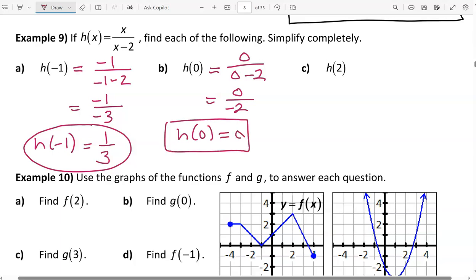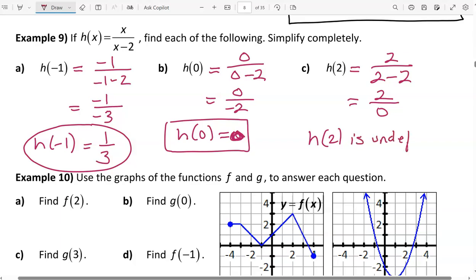Make sure that you simplify that fraction. We don't want to leave the fraction as 0 divided by negative 2. The fraction needs to be simplified to a whole number 0. h of 2 will be 2 divided by 2 minus 2, which is 2 divided by 0, and division by 0 is undefined, so h of 2 is undefined.